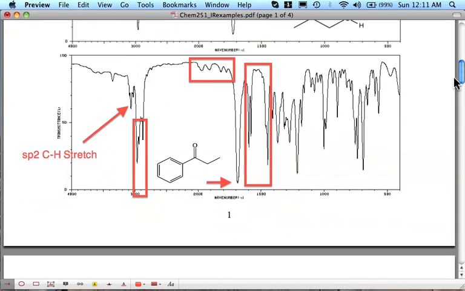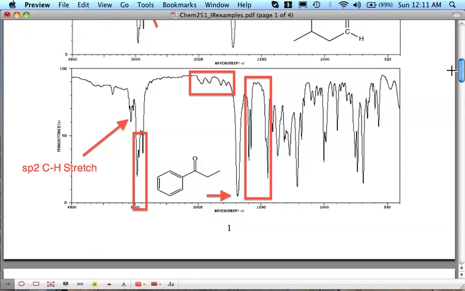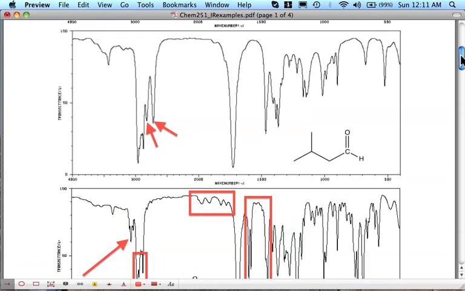Right there, oh, I'm sorry, the second one we looked at. Here's our carbonyl of an aldehyde. Remember I had those arrows pointing? Do you remember what those were? Yep, that was that distinctive CH stretch, and we had two, at 2750 and 2850.